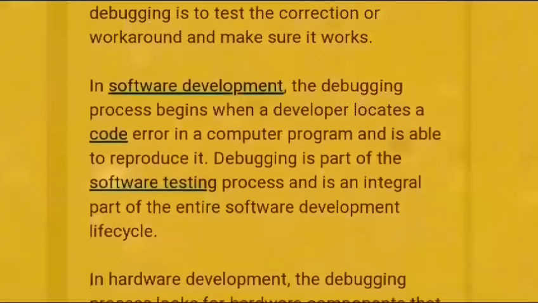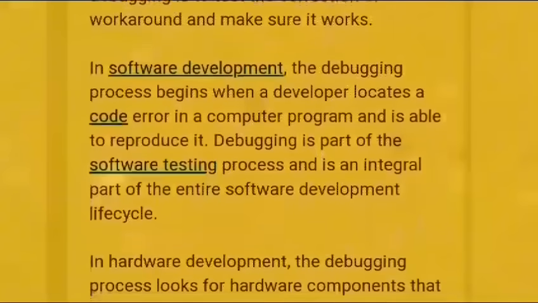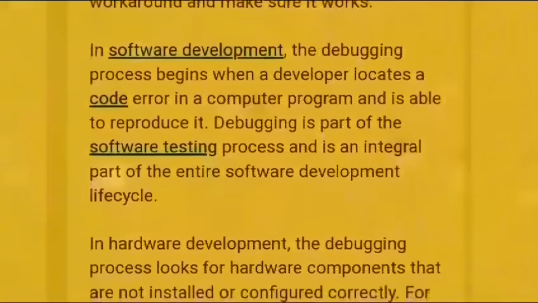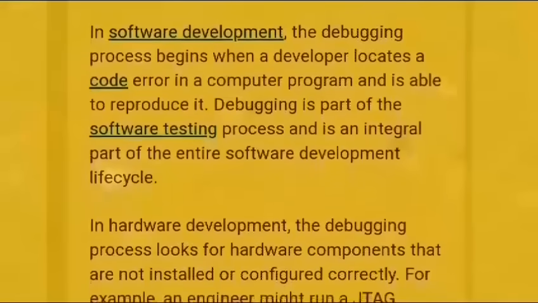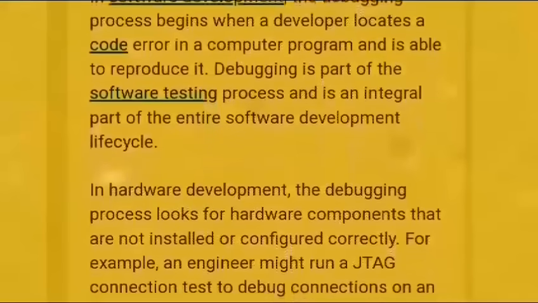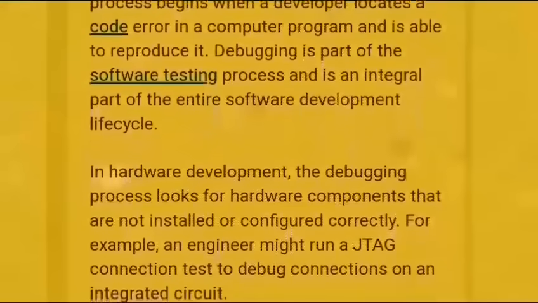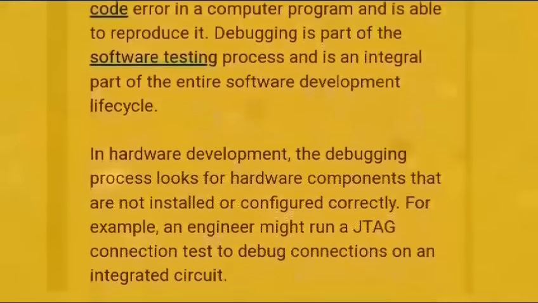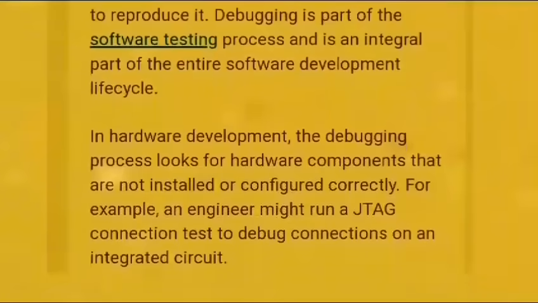In hardware development, the debugging process looks for hardware components that are not initialized or configured correctly. For example, an engineer might run a JTAG connector test to debug connectors on an integrated circuit.